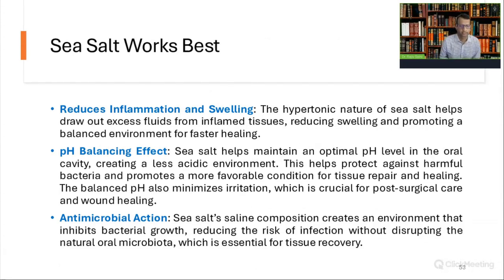It reduces inflammation and swelling. The hypertonic nature of the sea salt really drains out the excessive fluid from the inflamed tissue, and that's very important in order to reduce swelling and inflammation. The pH is well balanced. So it's a difference between maintaining a well balanced pH for a longer duration of time rather than just for a fraction of a second. It has a natural antimicrobial action, and if the sea salt is further combined with additional ingredients like lysozyme and xylitol, it further enhances its function. So it's a natural antimicrobial action without any side effects.